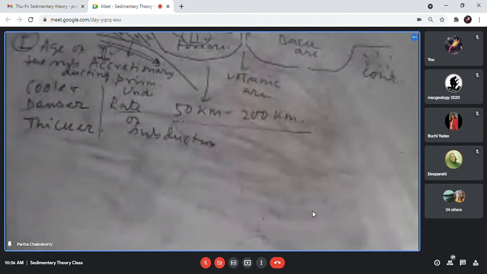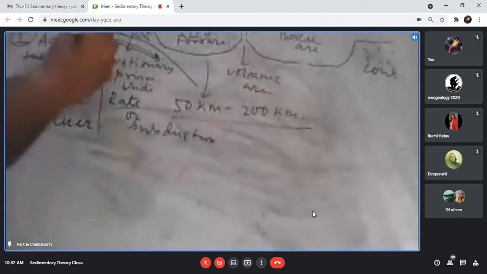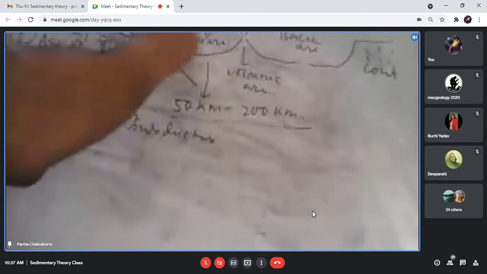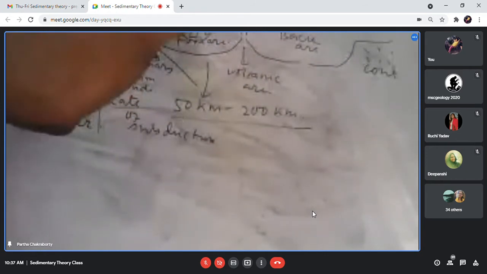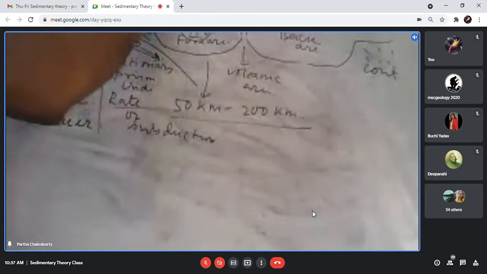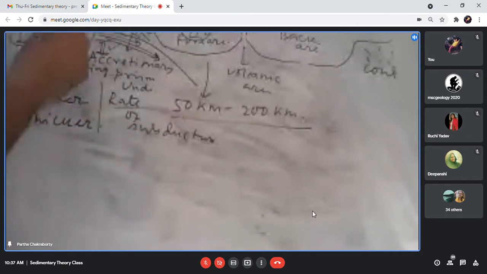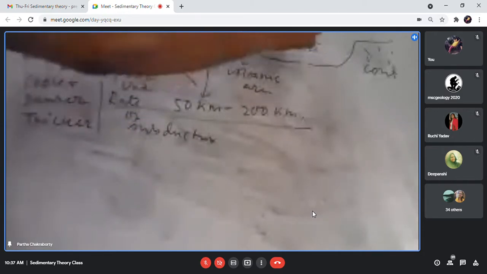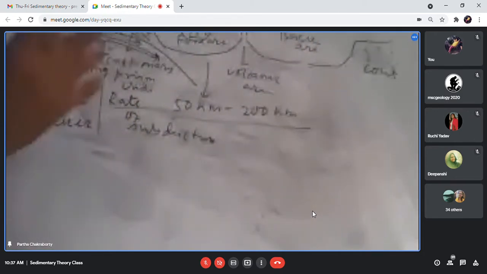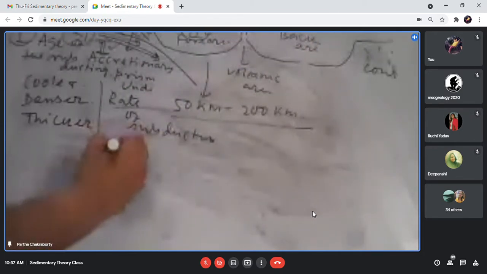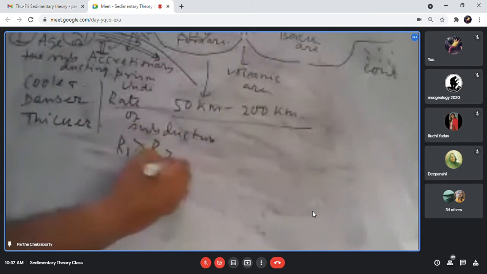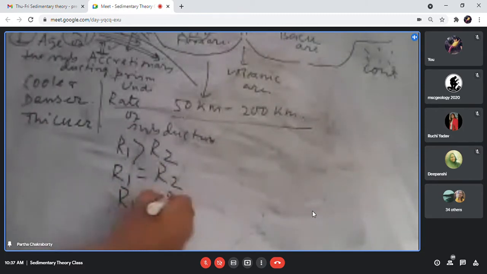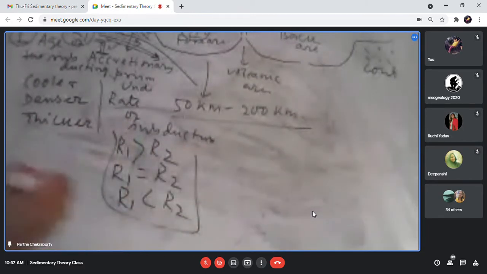Now, there are 3 different cases because there are 2 rates. Suppose R1 is the rate of subduction, and R2 is the rate at which the overriding plate converges towards the trench. Okay? So there can be 3 cases: R1 more than R2, R1 equal to R2, R1 less than R2. 3 केस हो सकता है.